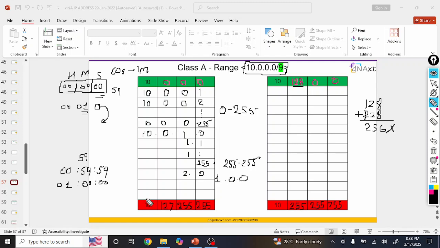10.1.0.0. 10 will remain as it is, as it's the major network octet. We will not change this. Okay, while writing an IP address, the first octet will remain as it is. The host octets, wherever they are, the increment will happen there.